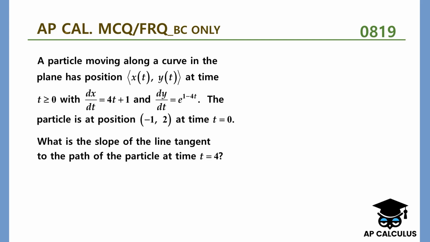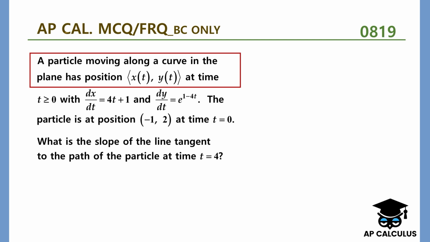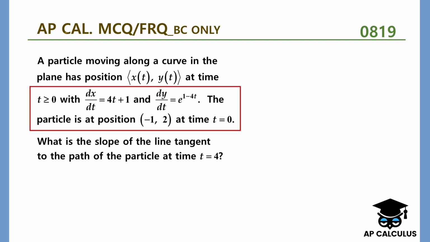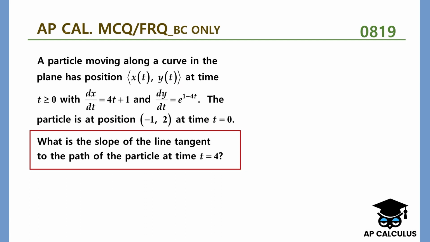Question 819. A particle moving along a curve in the plane has a position x(t), y(t) at time t ≥ 0, with dx/dt = 4t + 1 and dy/dt = e^(1 − 4t). The particle is at position (−1, 2) at time t = 0.